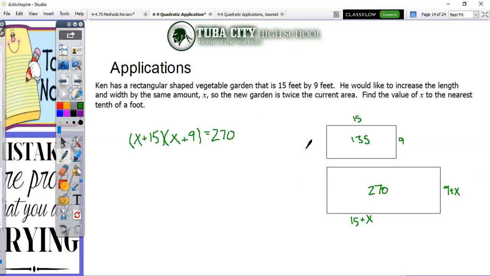So let's go ahead and multiply this out using our FOIL. And we have x times x, which is x squared. And I'm going to use this middle step here, 9x plus 15x. So that would be 24x. And then 15 times 9 is 135. And this somehow still has to come out to 270. But it looks like I'm going to have to minus 270 from both sides. Now again, 270 is double 135. So if I minus 270, it would be negative 135. Now we set it equal to 0.